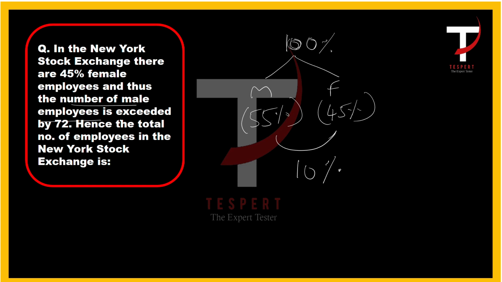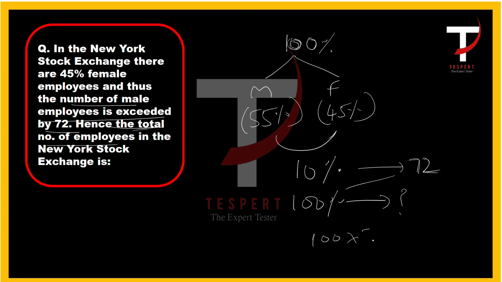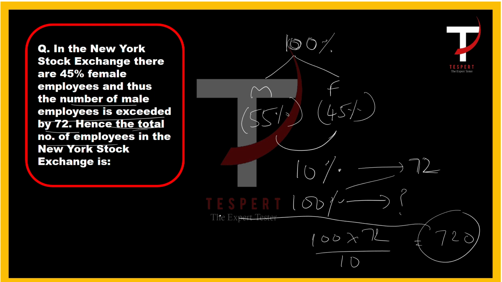So here the number of male employees is exceeded by 72. So 10% is the difference. So 10% is 72. Then we have to find the total number of employees. So 100% is how much? Just find out. Just cross multiply, 100 into 72 by 10, which is equal to 720, right? So 720 are the total number of employees.